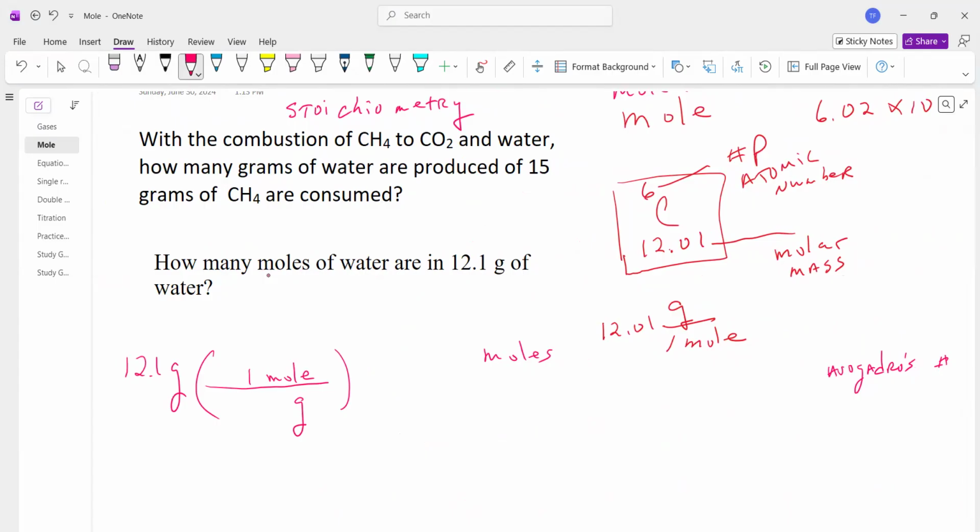Okay, first of all, we need to know a very secret formula for water. What's that? H2O, very secret. How many hydrogens are in the water formula? 2. And based on the periodic table, what's the molar mass of hydrogen?